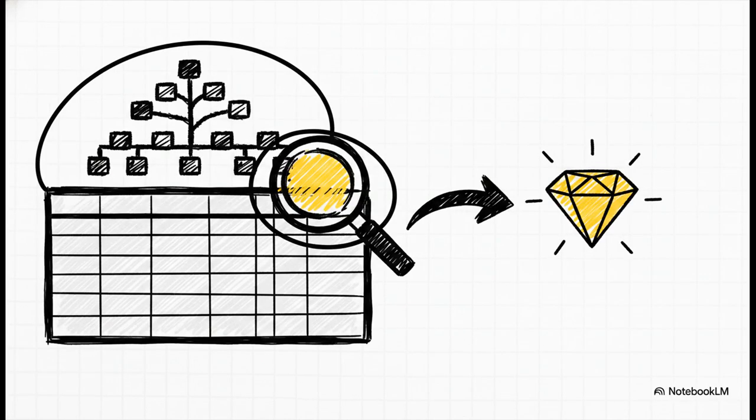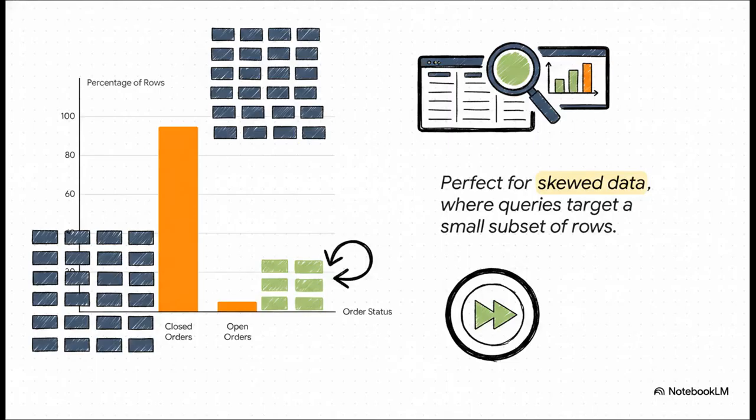Okay, but what if you're only ever querying a really small slice of your data? I mean, indexing a table with millions of rows just to find a few thousand active records, it feels kind of wasteful, right? Well, for that exact scenario, we have a true secret weapon. So check this out. This is the perfect use case. Imagine you have an orders table. 95% of the orders are closed and only a tiny 5% are still open. But your application's dashboard is constantly querying for just those few open orders.